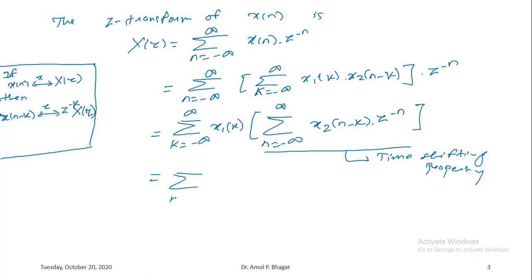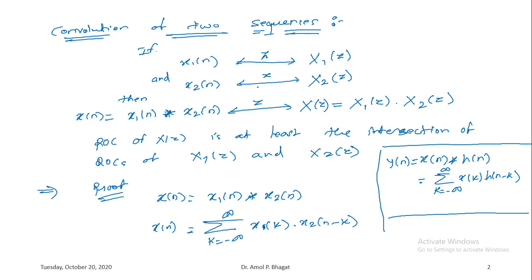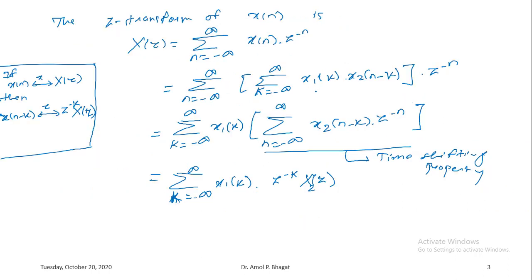So here we can write summation k equals minus infinity to infinity, x1 of k will be as it is, and in place of this complete bracket you can replace it with z to the power minus k capital X2 of z, because x2 of n has the z transform X2 of z. This bracket is nothing but the formula for the z transform, and in this bracket we are identifying the z transform of x2 of n minus k. Here we can apply the time shifting property because x2 of n has the z transform X2 of z, so x2 of n minus k has the z transform z to the power minus k X2 of z.